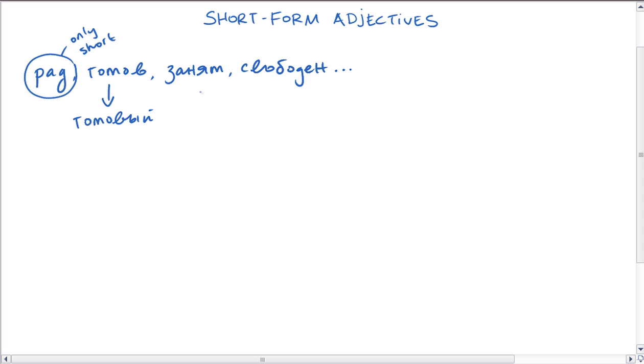But готов, we know, right? Готовый, занятый, свободный. These are all the long form versions.